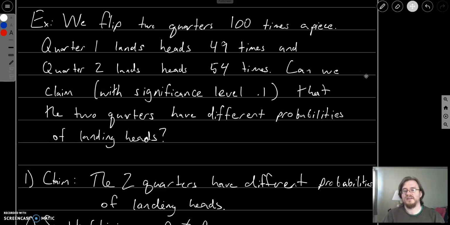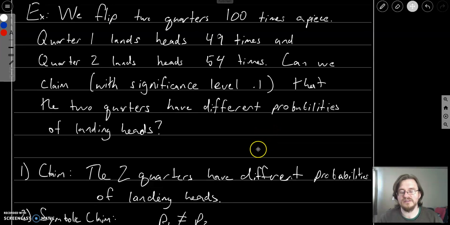Hello and welcome back. We will continue looking at section 9.1, hypothesis testing involving two samples. We're looking at telling the difference between two proportions. So here we have one quarter where the proportion of times it's landing heads is 49, and another quarter, it looks like the proportion of heads it's getting is 54 out of 100. So the question is, do the two quarters have different probabilities of landing heads? Can we tell the difference if one is landing heads 49 times and the other is landing heads 54 times?